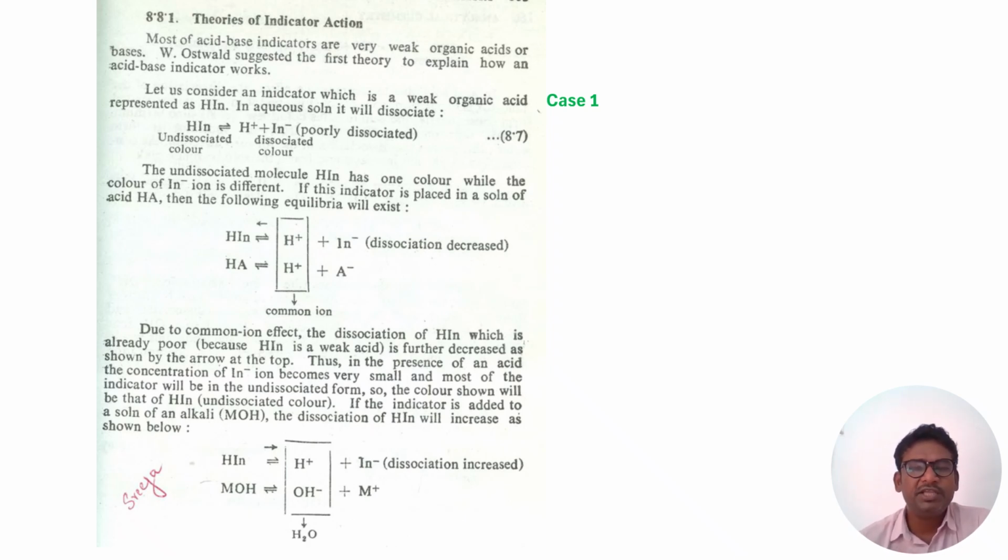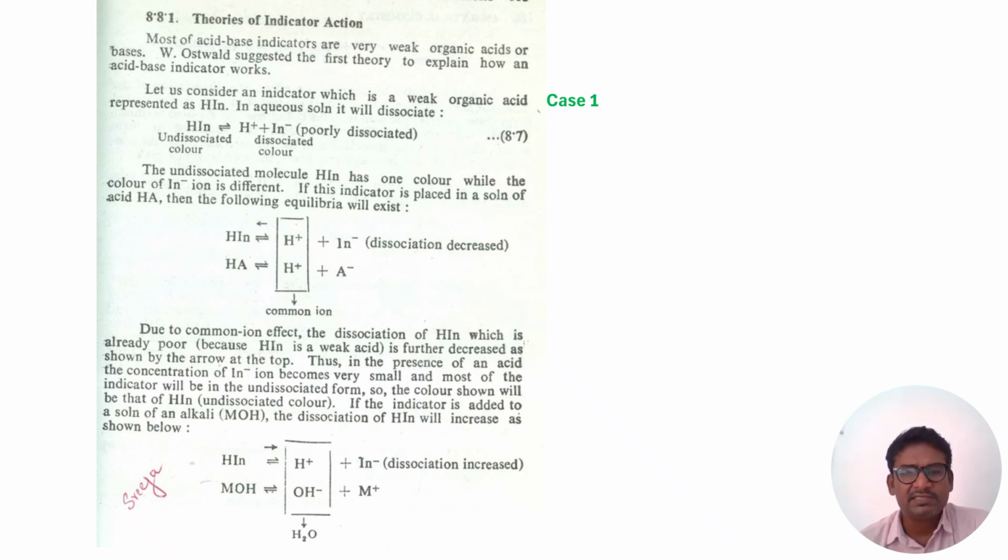Due to the common ion effect, the dissociation of HIn, that is the weak organic acid, which is already poor because it is a weak acid, is further decreased as shown by the arrow at the top. Thus, in the presence of an acid, the concentration of H+ ion and In- ion becomes very small, and most of the indicator will be in the undissociated form. So the color shown will be that of the undissociated form.